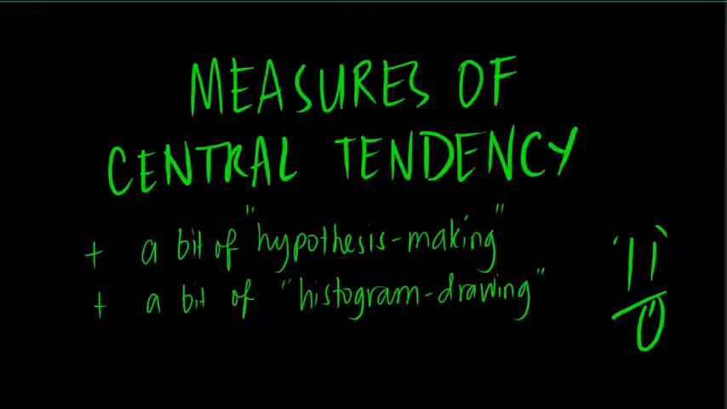Okay, so these are the measures of central tendency plus a bit of hypothesis making and a bit of histogram drawing. So you already know mean, median, mode. Those three are measures of central tendency. Now, how do we apply that to making hypothesis or making conclusions? Those three are not really enough, pero at least you can have like a little sense of what types of data you are looking at or what the data is giving you.